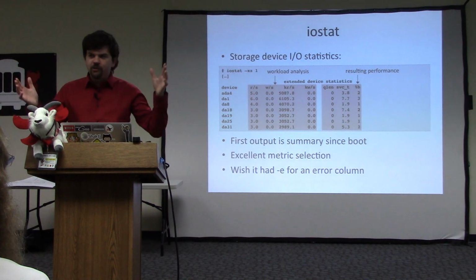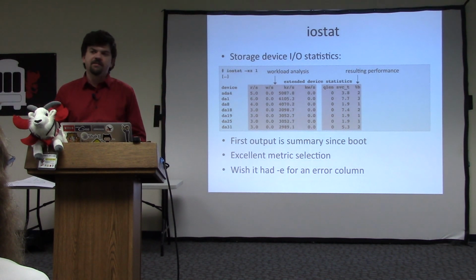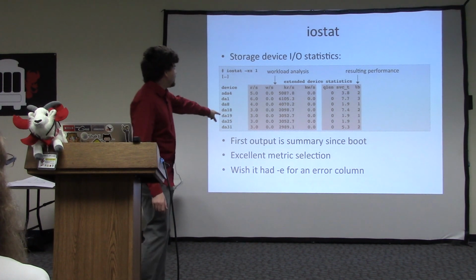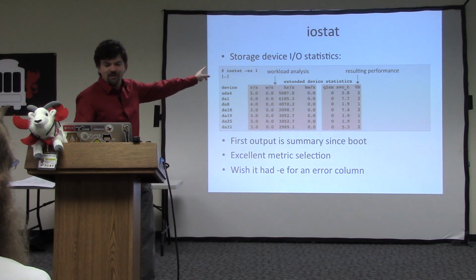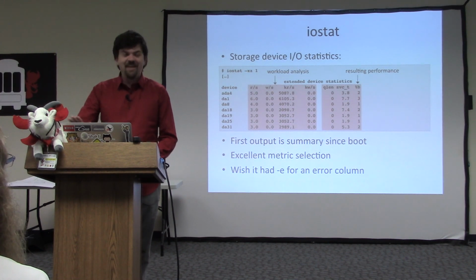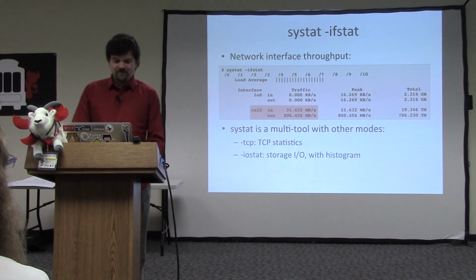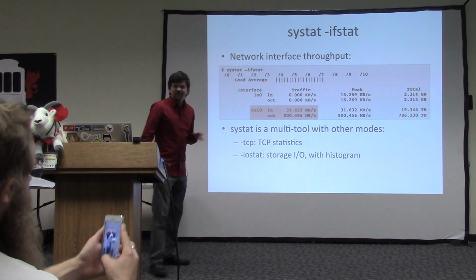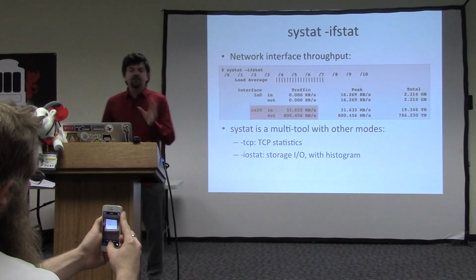So generally, I do want to look at either a density plot or a histogram of disk performance, or a heat map. I wish it had -e for an error column. Then I could do my use method just on iostat. So if someone wants to add that, that would be great. And then there's systat on FreeBSD. I don't know if people pronounce this systat. It has lots of cool things.